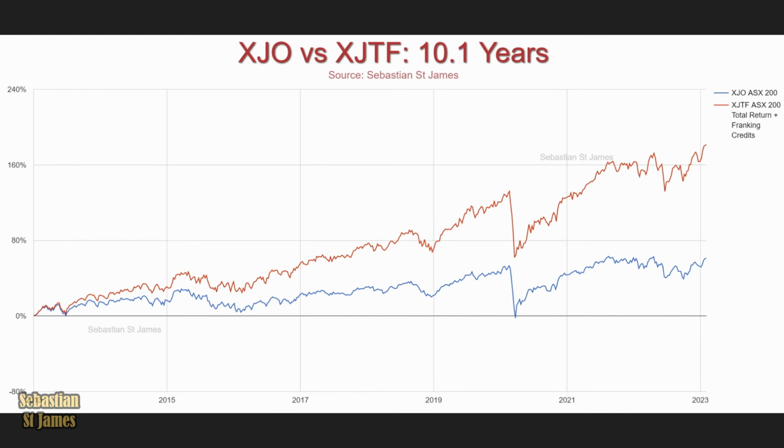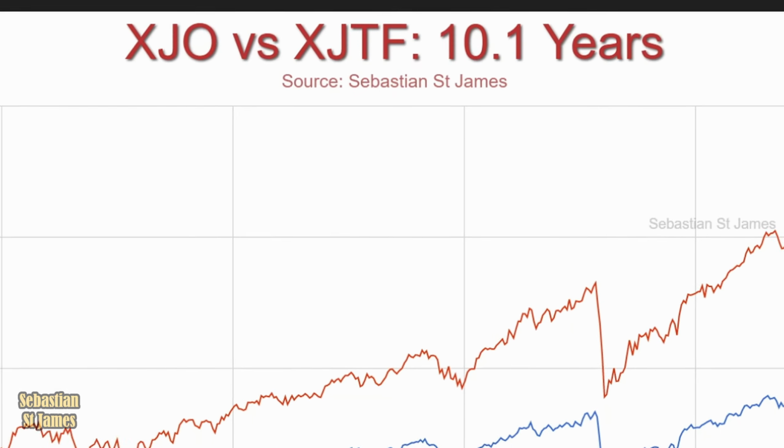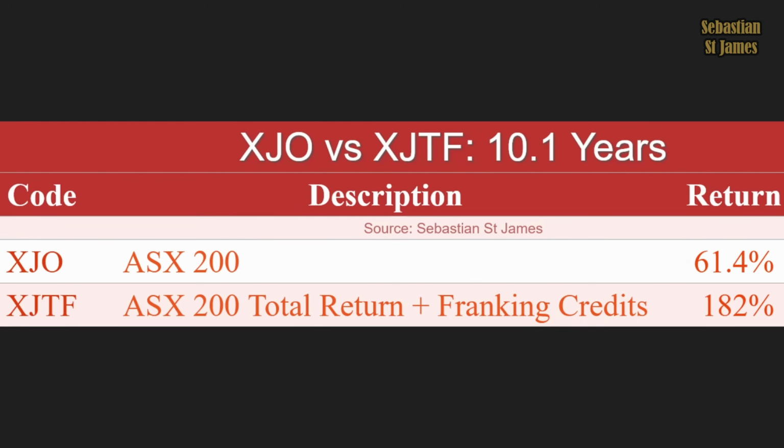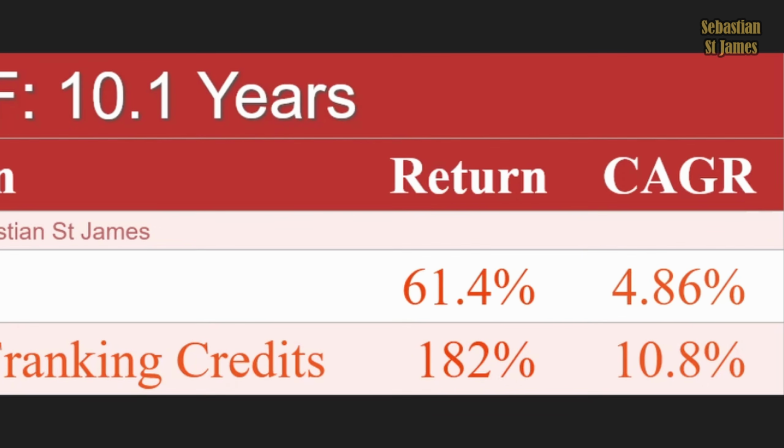Let's take a look. So this is the XJO, which is the ASX 200, versus the XJTF, which is the ASX 200 plus dividends plus franking credits, and they're actually graphed in exactly the same space and within the same time period, which is 10.1 years. So why 10.1 years? Well, that's the maximum data I have where both indices exist. So over that time period, the XJO, the ASX 200, has returned 61.4%. If you add in franking credits and dividends, you get 182%. So XJO without anything is 4.86% CAGR, compound annual growth rate. And if you add back in the dividends and the franking credits, you get 10.8.